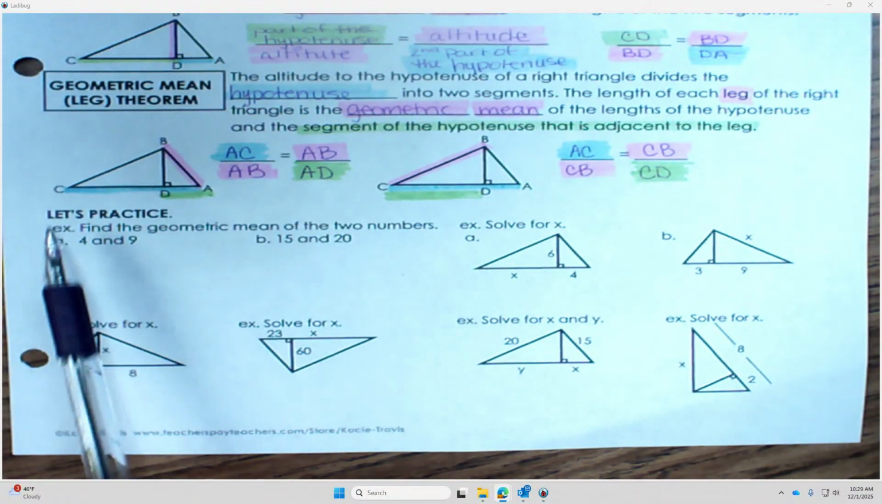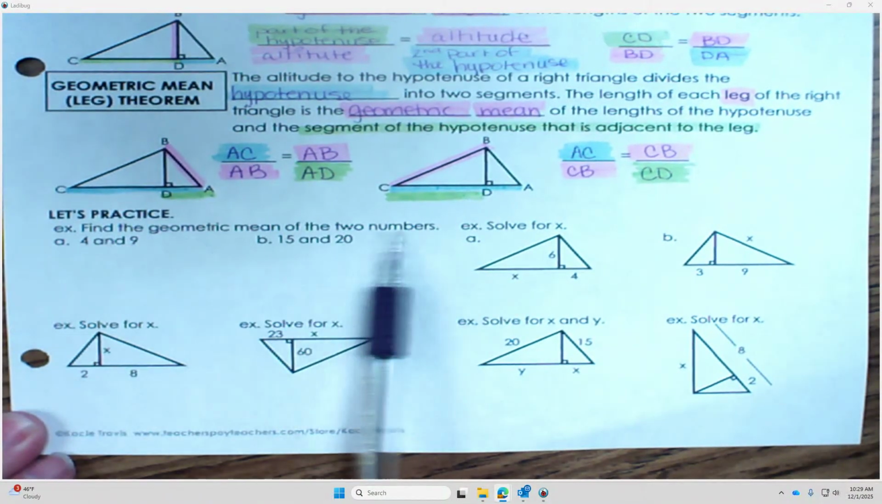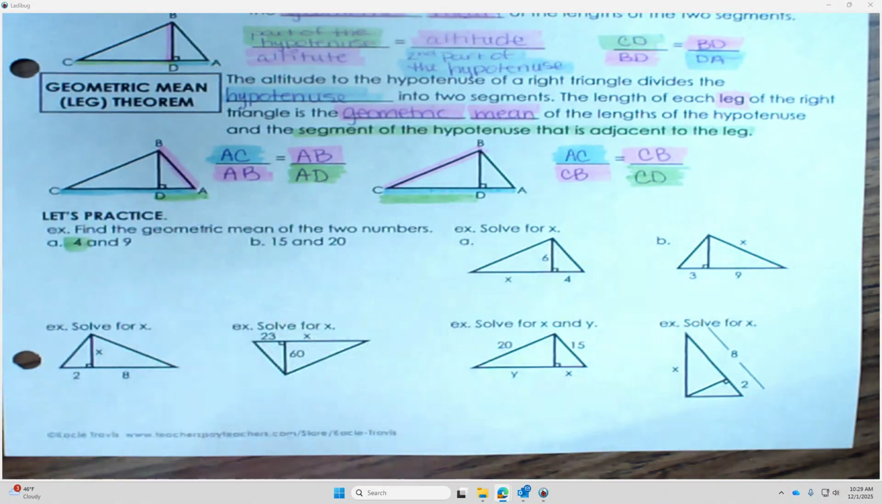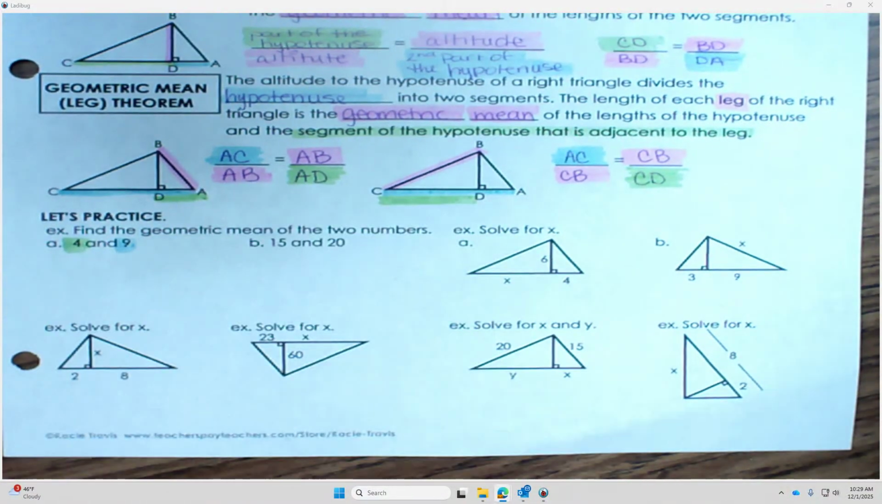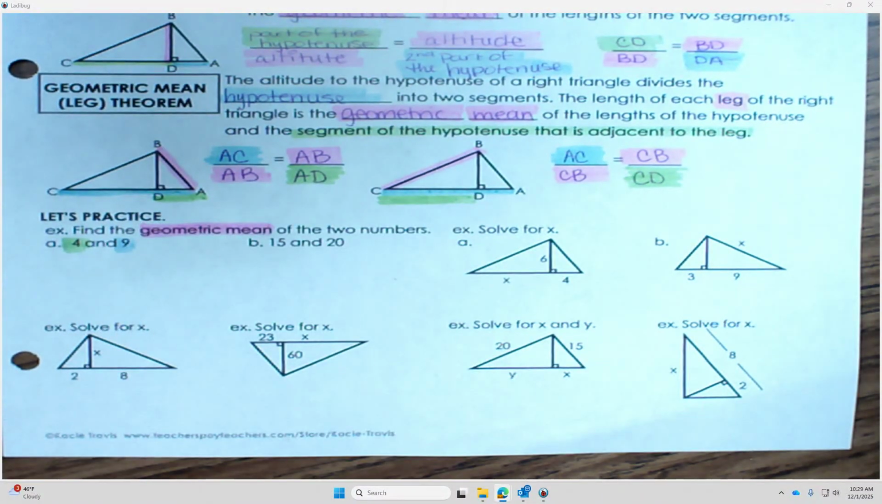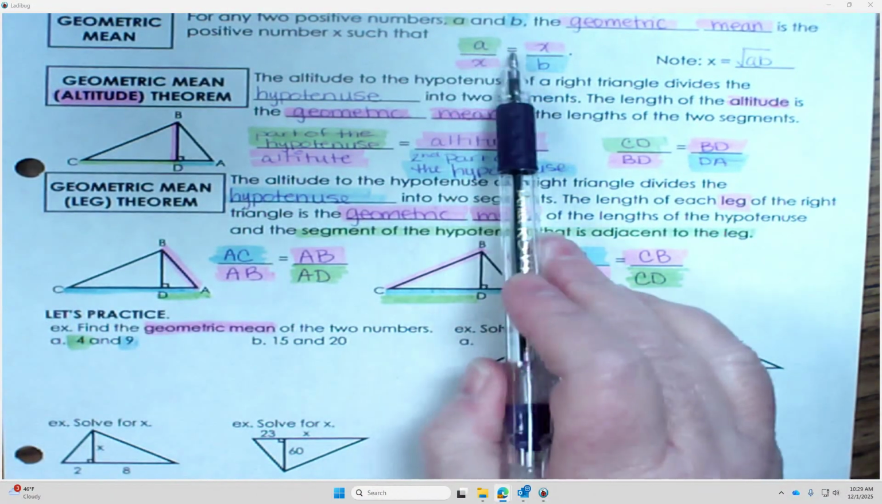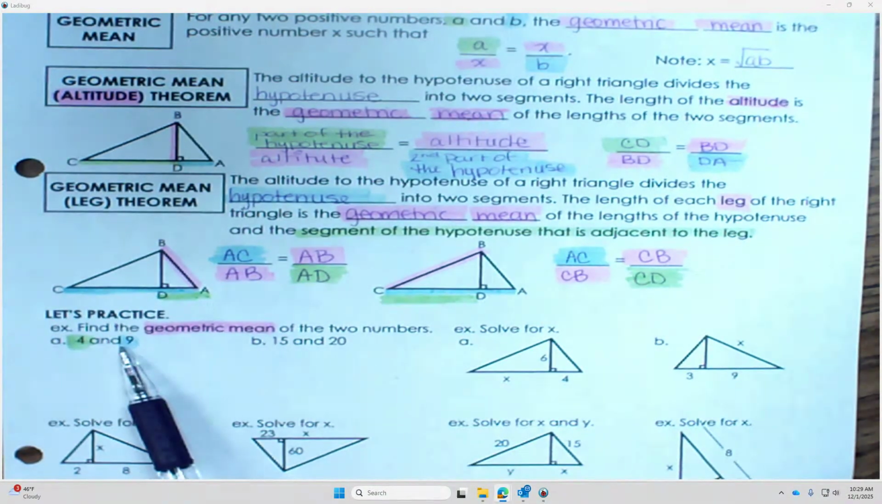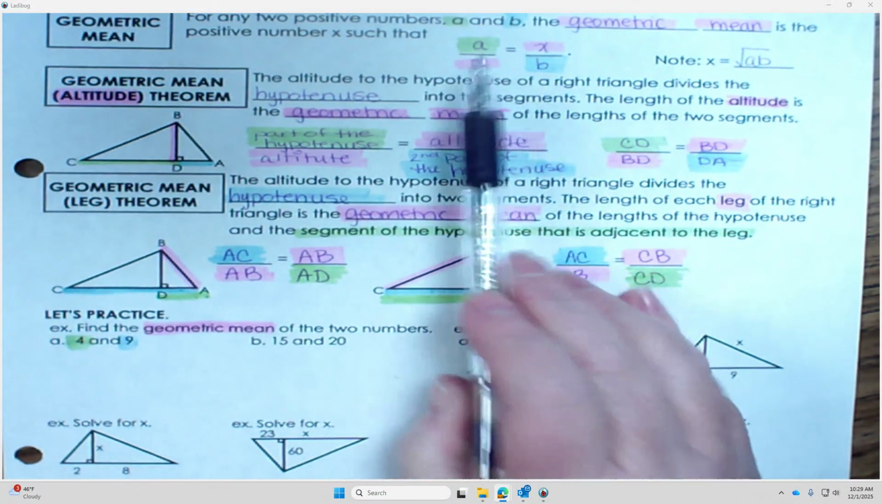All right, so for the let's practice, it says find the geometric mean of the two numbers. So let's use our same letters and our same colors again. Let's use our green for our first number and our blue for our second number. And let's remember that geometric mean, our x value, is the pink color. Okay, and so we're going to match this up with a over x equals x over b. But in this case, a is 4 and b is 9. So we're going to use this formula to solve for x.